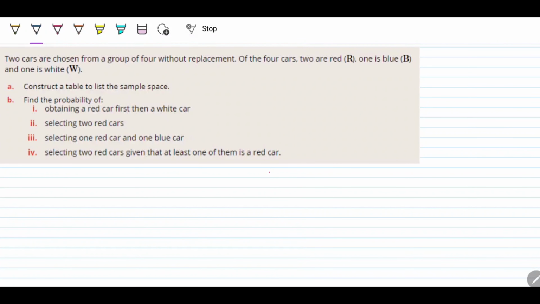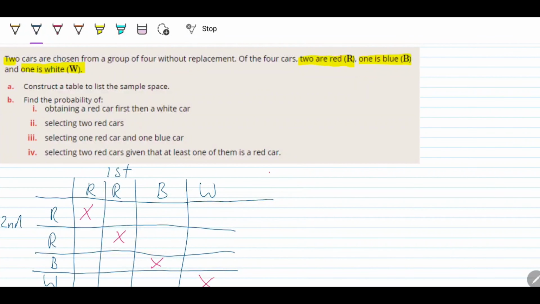2 cars are chosen from a group of 4 without replacement. Of the 4 cars, 2 are red, 1 is blue, and 1 is white. Construct a table to list the sample space. So this is what we should expect to see. As they're chosen without replacement, that means we can't get duplicates. So I've crossed out everything that we can't get 2 of. Now we need to fill in our gaps.